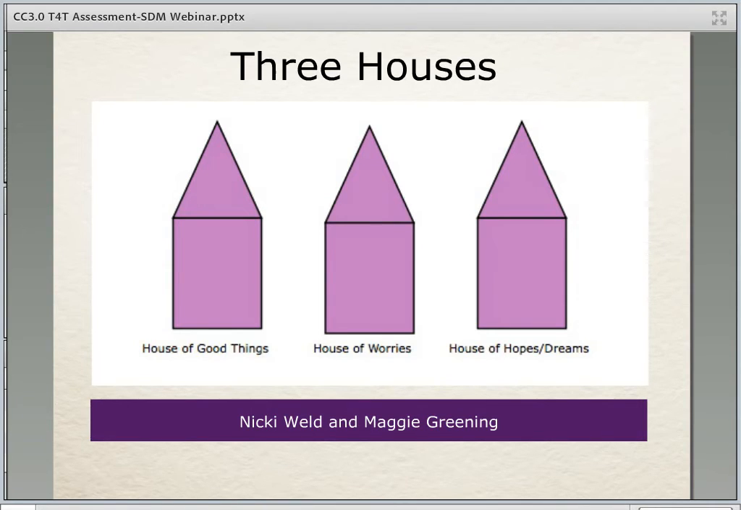The 3 questions correspond to the 3 houses. So if you think of the house of good things as what's working well, we can think of the house of worries as what we're worried about, and the house of hopes and dreams is what needs to happen next.